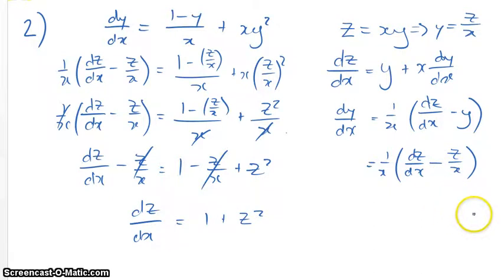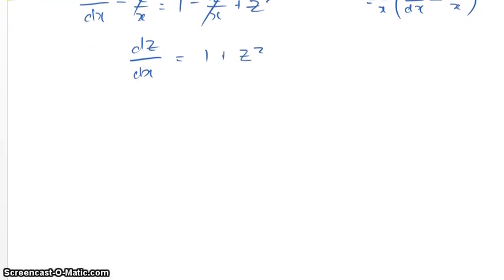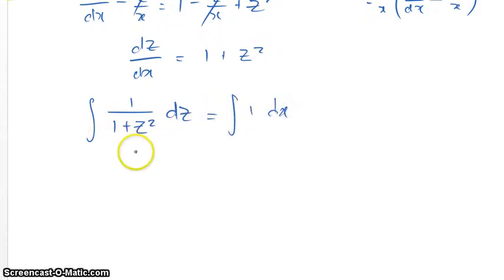Right, what can we do with this? We can now solve this. We recognize this as a simple separable differential equation. So the integral of 1 over 1 plus z squared dz is the integral of 1 dx. So therefore tan inverse of z is equal to x plus c. z is equal to tan of x plus c.